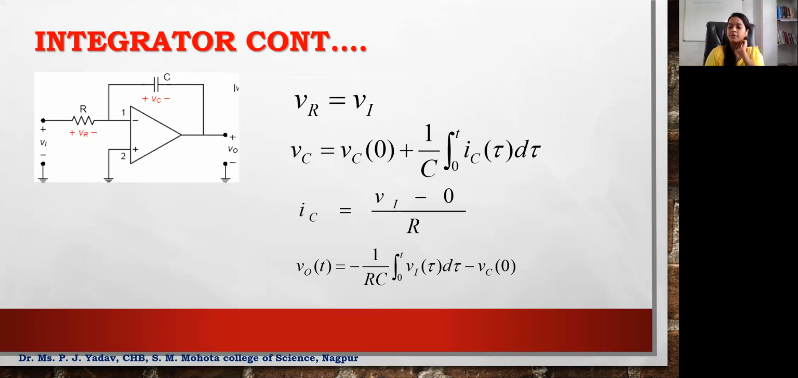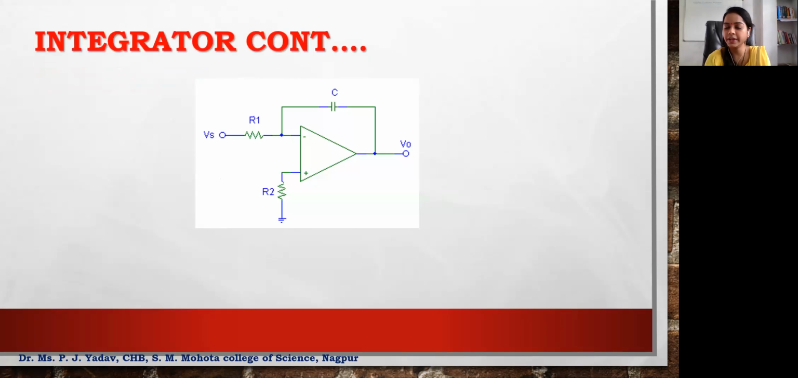This is the final equation where we can have an integration of whatever we are giving at the input terminal. This is the input terminal. You can give a DC signal also, you can give an AC signal also. So we will just see if we are giving some AC signals to an integrator, what we will get at the output end. So this is how the circuit will look like. This is our practical circuit.